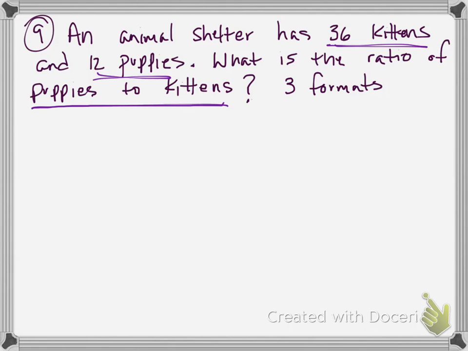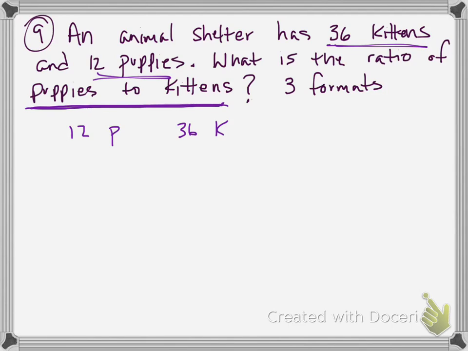So we need to present the ratio in that order, puppies to kittens, even though in the problem they gave us kittens first as our info. The question is puppies to kittens. So there are 12 puppies and there are 36 kittens. So we need to present our information in that order.